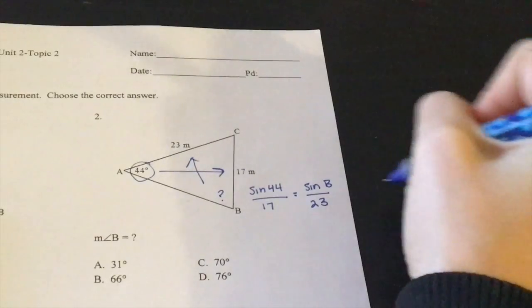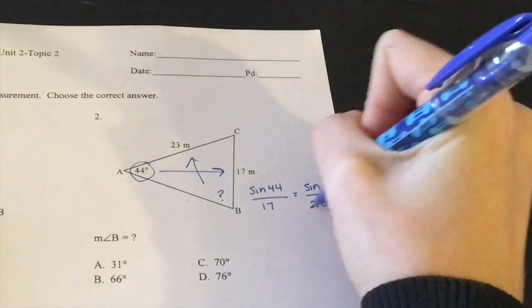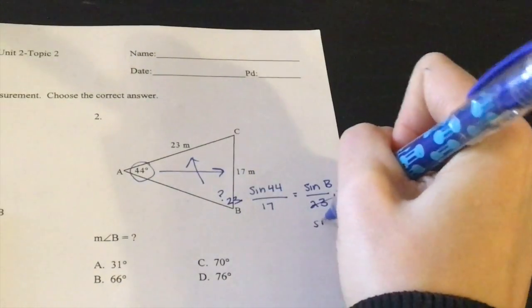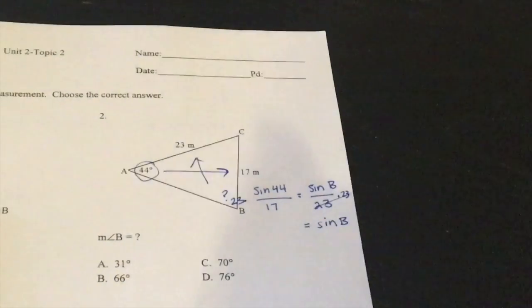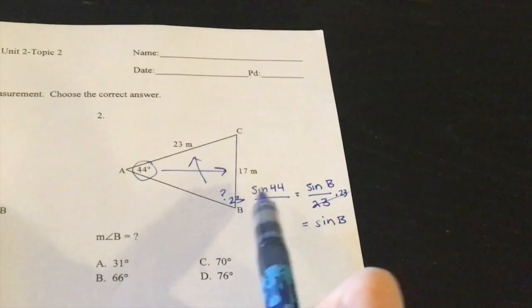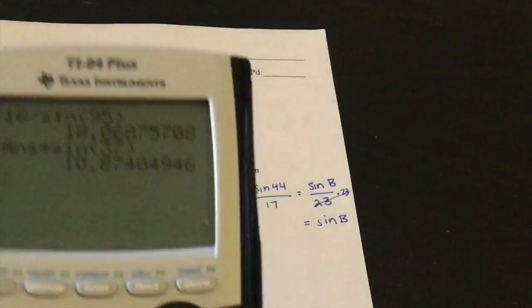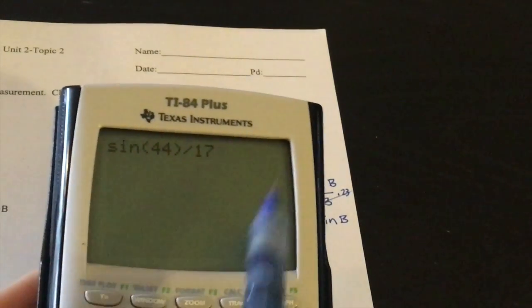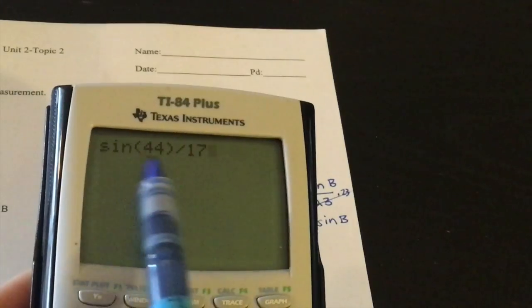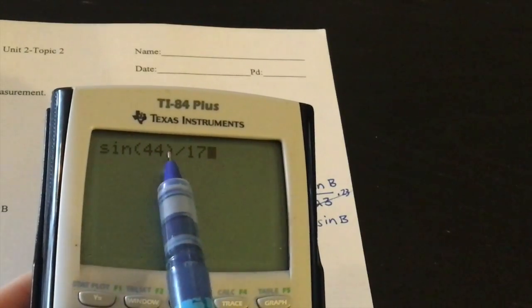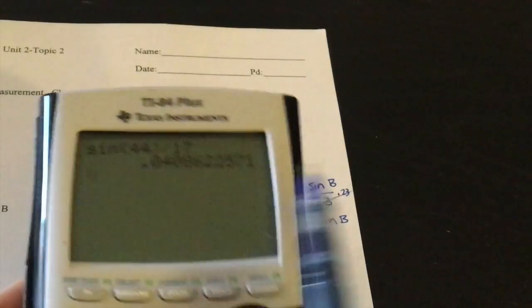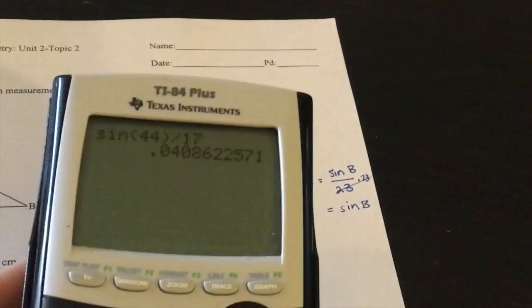So if I multiply by 23 on both sides, I'll have the sine of B by itself, which gets me closer. So I'll divide this and then multiply by 23. Sine of 44 divided by 17. Make sure that this is closed up with your sine because you don't want the sine of something else. It's the sine of 44 divided by 17, and then I multiply that by 23.